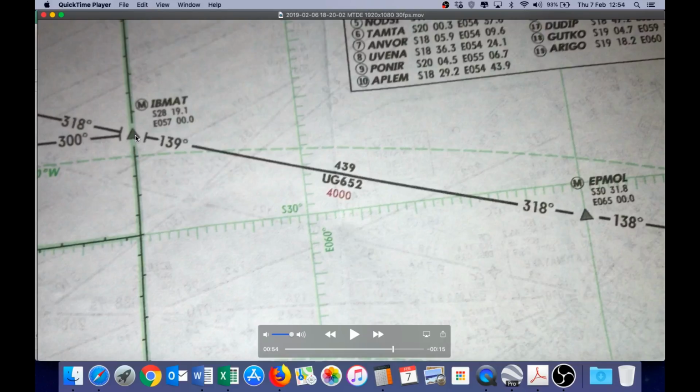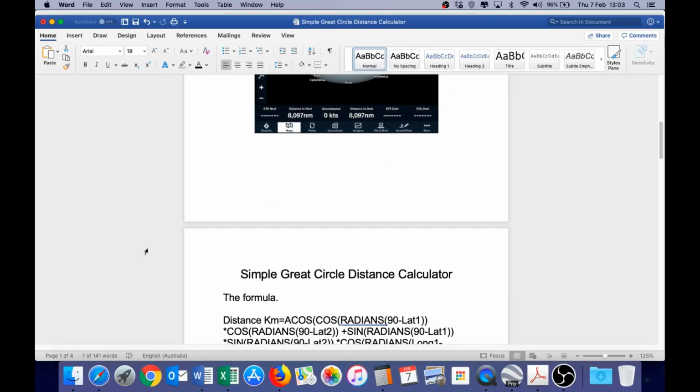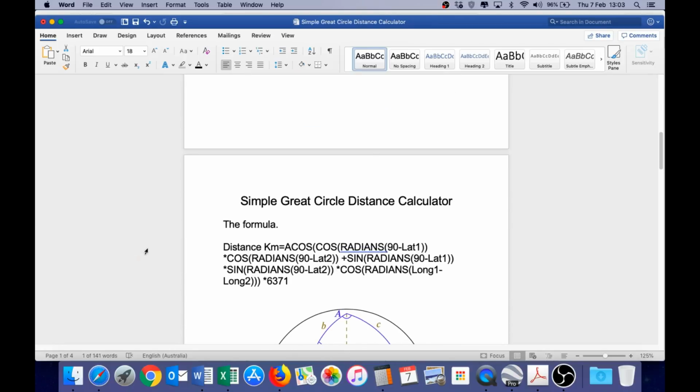So we have now confirmed once again that the distances between waypoints on a real aviation flight chart are in fact calculated for a ball. As you have just seen, we have now confirmed that real aircraft flight plan distances and the distances between waypoints depicted on an aviation chart are in fact calculated for a globe. It is one formula that can be used all over the Earth.